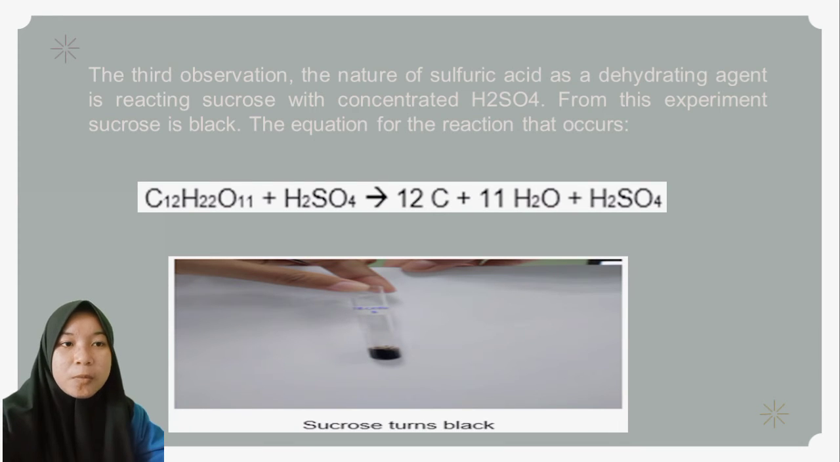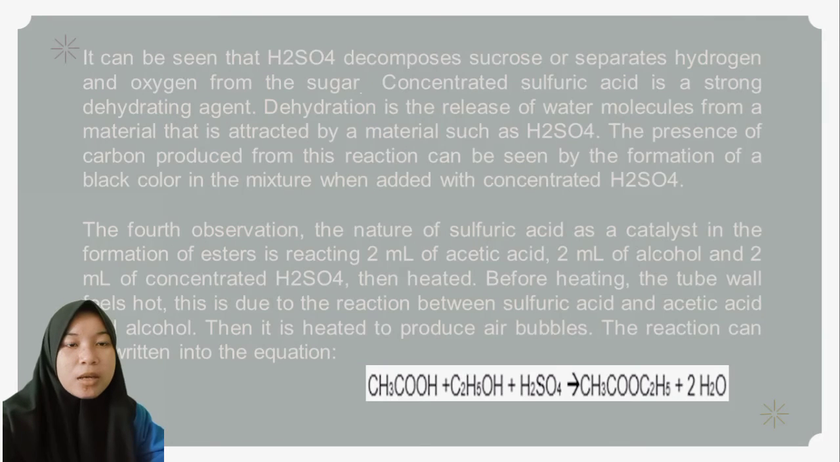The third observation, of the nature of sulfuric acid as a dehydrating agent, is the reaction of sucrose with concentrated sulfuric acid. From this experiment, sucrose turned black, the equation for the reaction that occurs. And the figure shows sucrose turned black. It can be seen that sulfuric acid decomposes sucrose, separating hydrogen and oxygen from the sugar, and concentrated sulfuric acid is a strong dehydration agent.